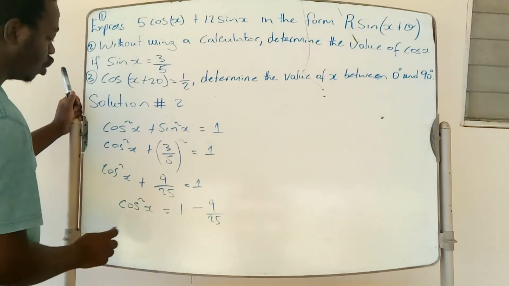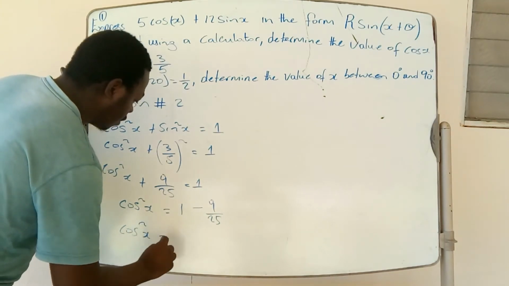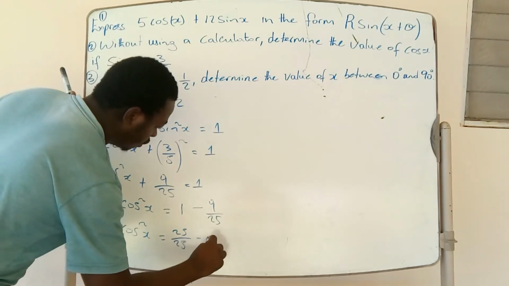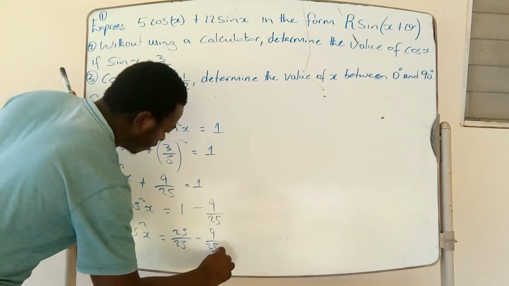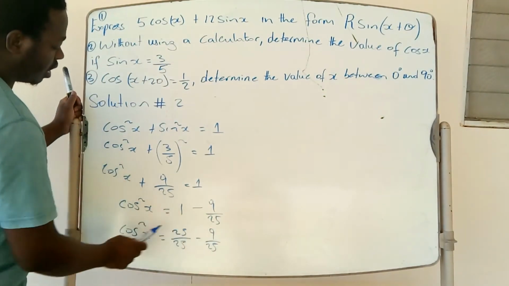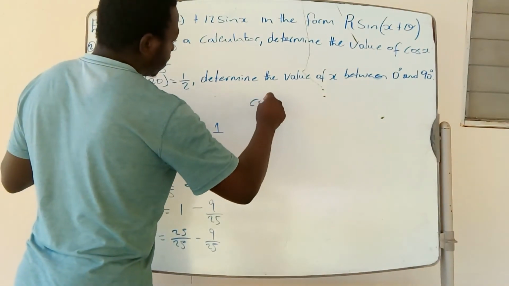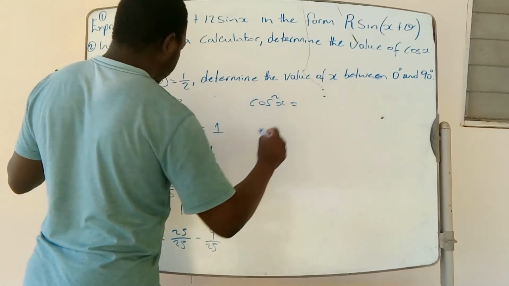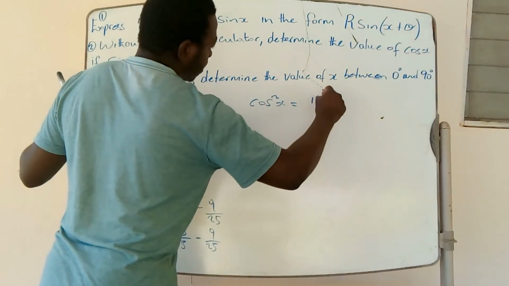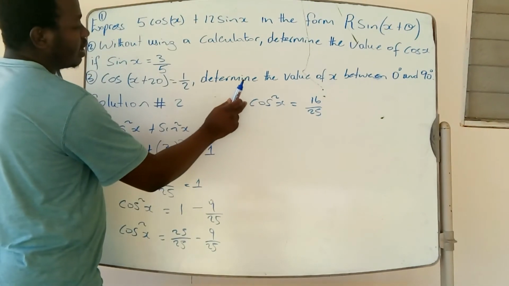Right? Now, cos squared x is equal to 1 is the same thing as 25 over 25 minus 9 over 25. Right? How do you subtract fractions? Once the denominators are the same, you keep the denominator and subtract the numerators, right? So cos squared x is actually equal to 25 minus 9, that's just 16 over 25.